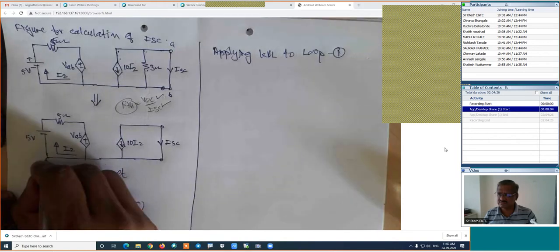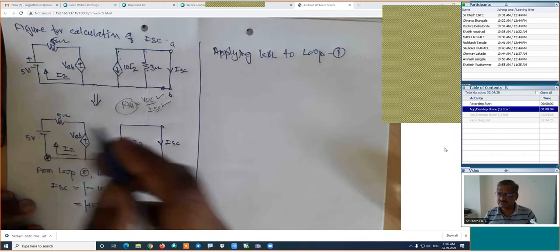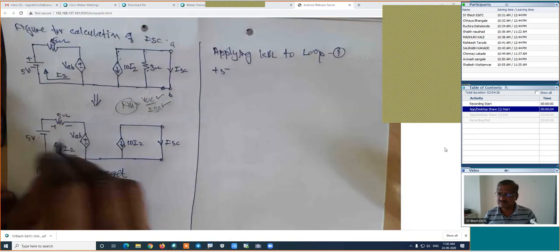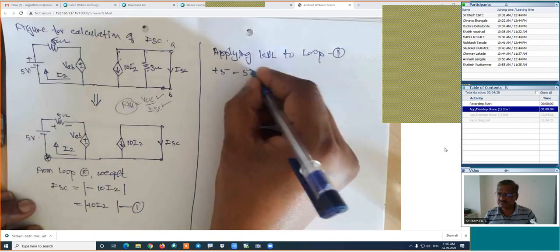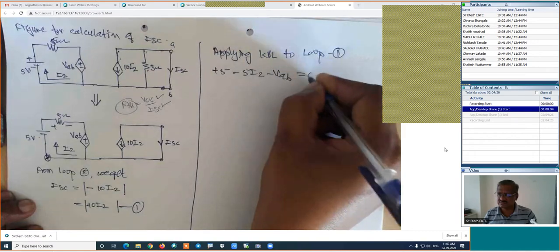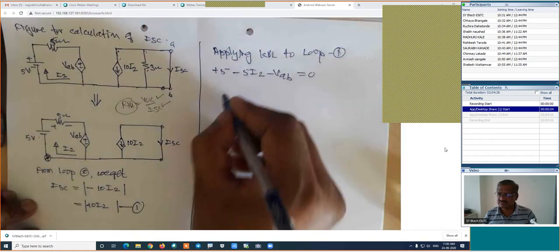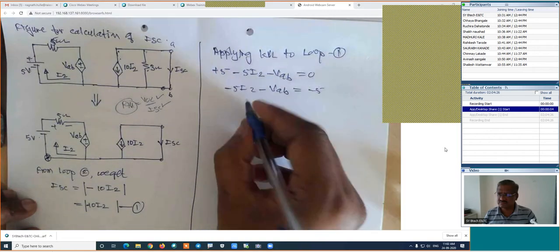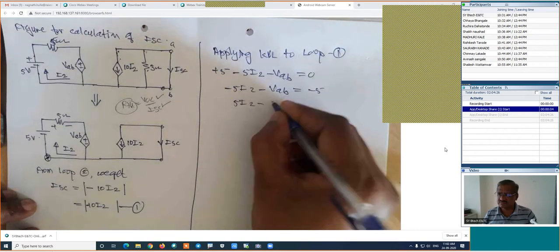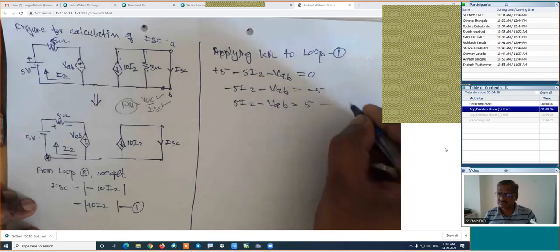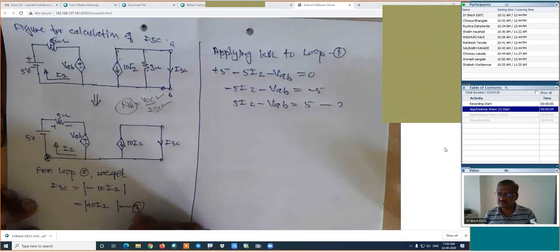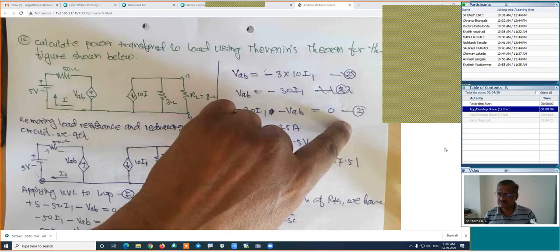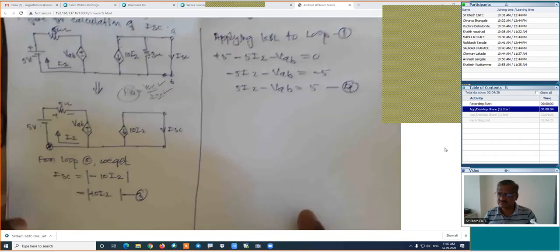How much is I2? If we are traveling from this point in the clockwise direction, negative to positive, which is a plus 5. Then here it is minus 5 into its current, which is I2, then minus VAB, which is equal to 0. Simplifying this equation: minus 5 I2 minus VAB is equal to minus 5. This indirectly is 5 I2 minus VAB equal to 5. This is equation number 3, I guess, and this will be equation number 4, because already we have taken equation number 1 and equation number 2.